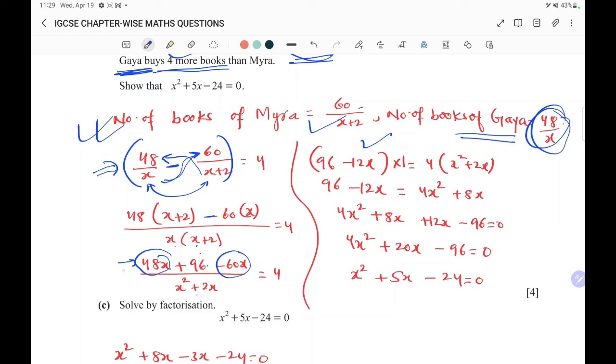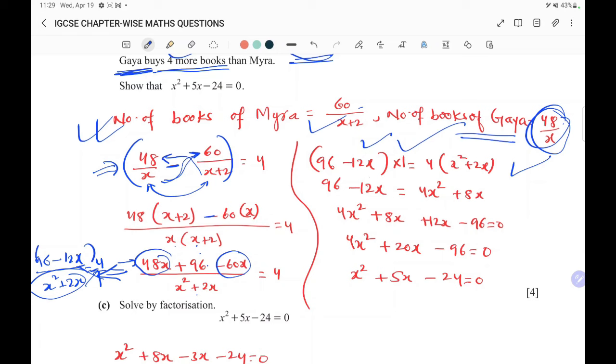Let me rewrite this over here. This is 48x minus 60x, and this is 96. So first we can write 96 minus 12x over x squared plus 2x, which is 4 over 1. Now again I'm cross multiplying. So 96 minus 12x times 1, and 4 times x squared plus 2x, which is here. So 96 times 1, which is 96, minus 12x times 1, which is minus 12x.